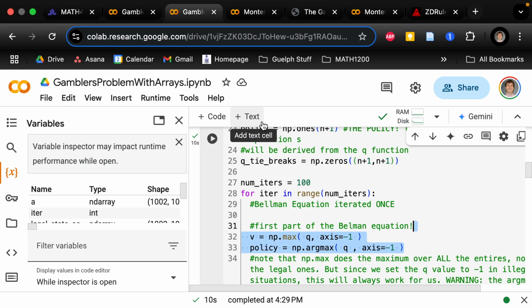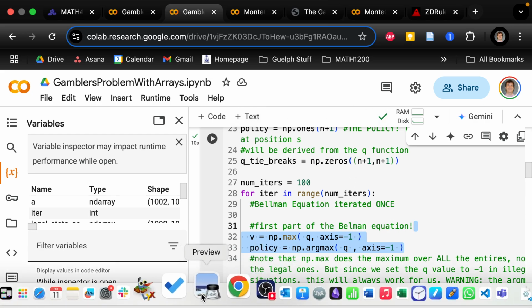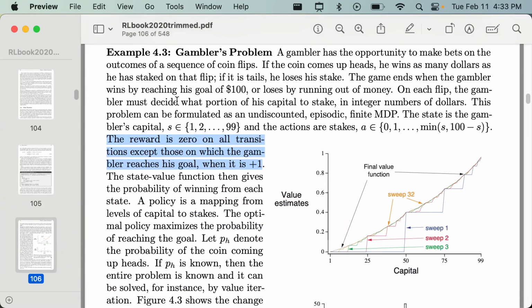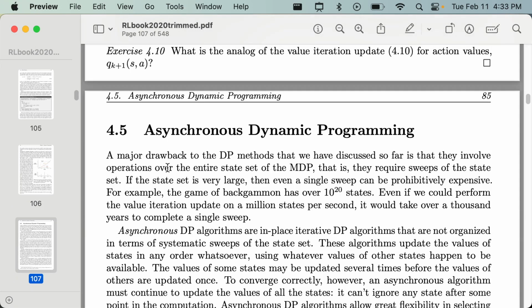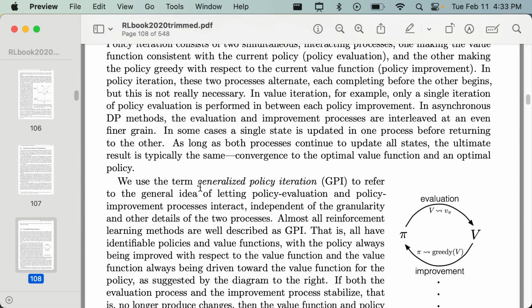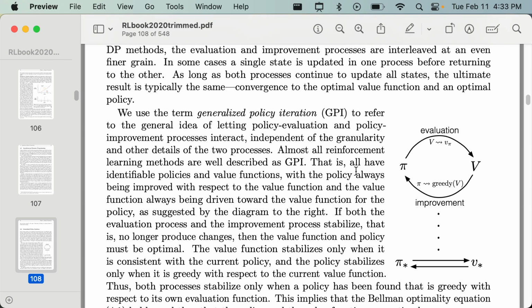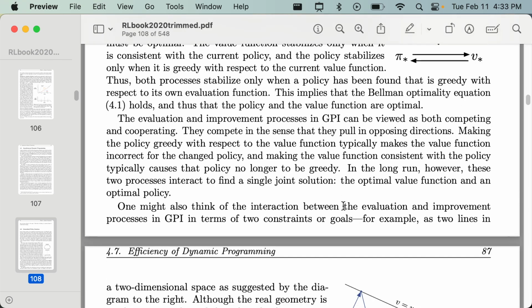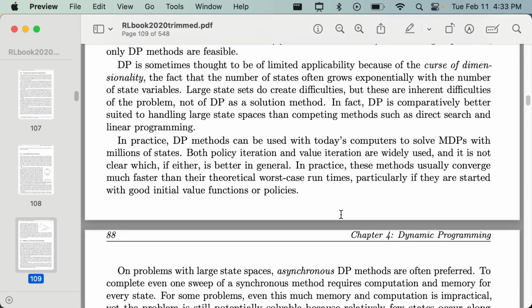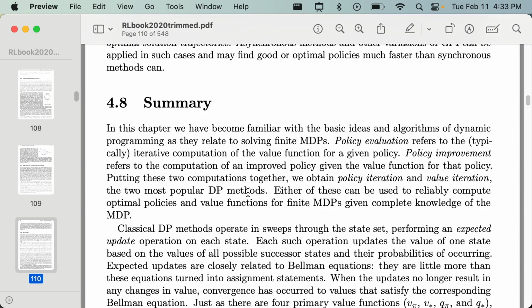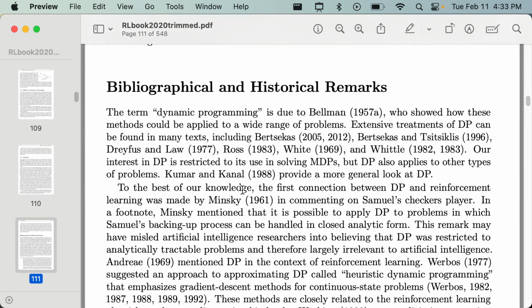Maybe over here. Okay. So that really is it for value iteration, which leads us to the end of chapter 4. Chapter 4 was on dynamic programming, and there's some other stuff. Generalized policy iteration is kind of what we were talking about before, and the value iteration that we're doing is a version of this. Okay, dynamic programming, summary, very nice, and then we're done with the chapter.